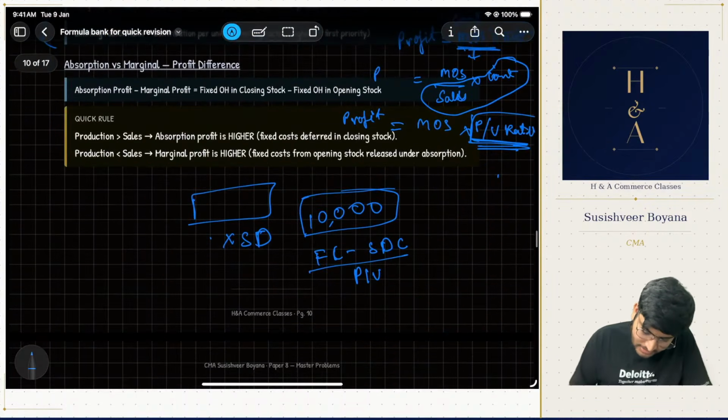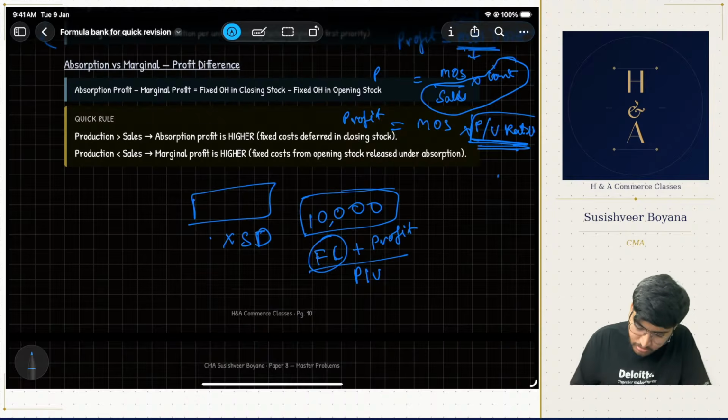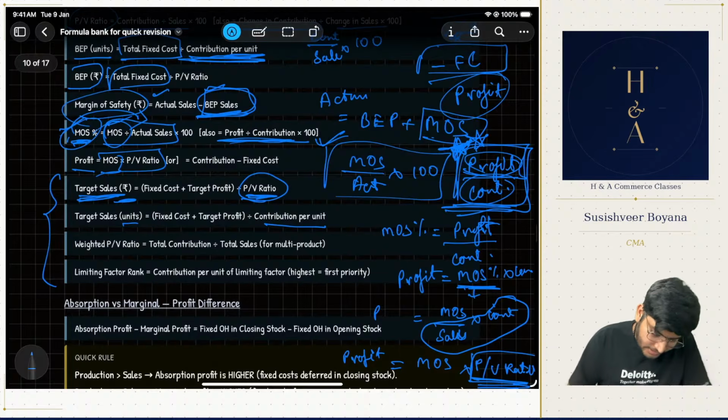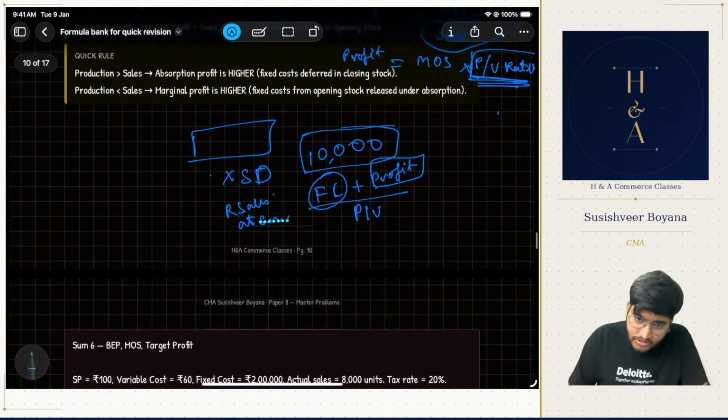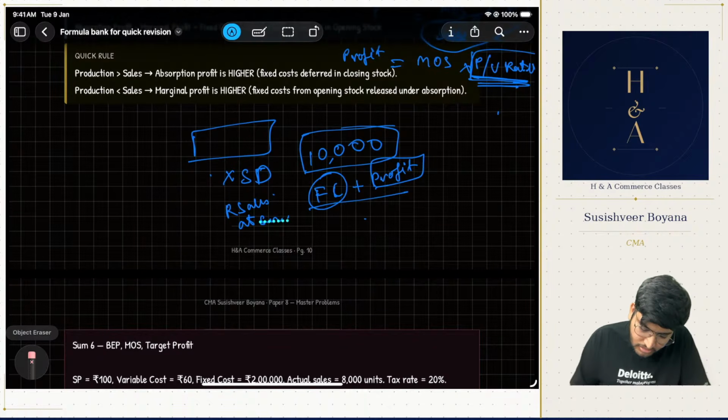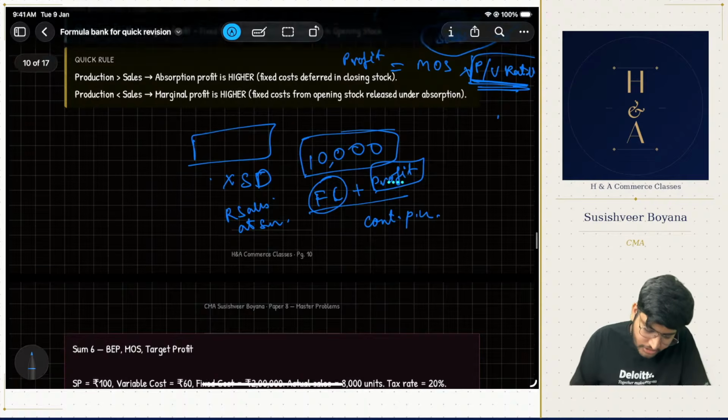Similarly, instead of the fixed cost minus shutdown cost, if we add the required profit, which the question might give, you get the required sales at specified profit, that is target sales, right? Similarly, for shutdown cost, if you need the number of units to be sold, instead of PV ratio, you use contribution per unit.